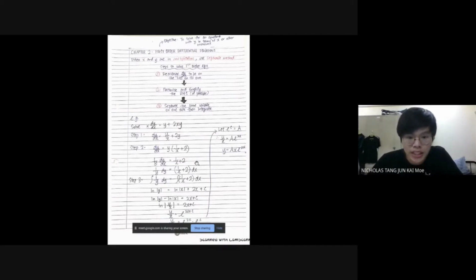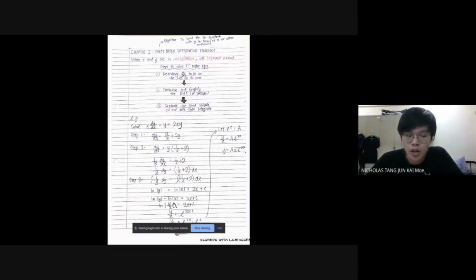So step 3, we integrate both sides. First of all, we integrate both sides with respect to y and with respect to x. So we get ln y equals ln x plus 2x plus c. So after that, we move the ln x to the left side and we get ln y minus ln x equals 2x plus c.